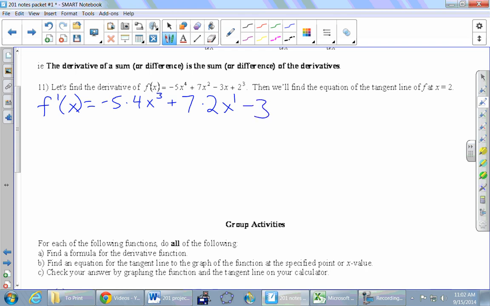And then finally 2 cubed. So what comes down? 3 comes down times 2 to the 2nd. No, that's not right. What is 2 cubed? 8. What's the derivative of 8? 0. Derivative of any constant is 0. So don't be fooled. Just because it looks like a power doesn't mean you can check your brain at the door and start doing that power rule. The derivative of 2 cubed is 0. Okay? All right, so let's just clean this up a tiny bit. So that becomes negative 20x cubed plus 14x minus 3.